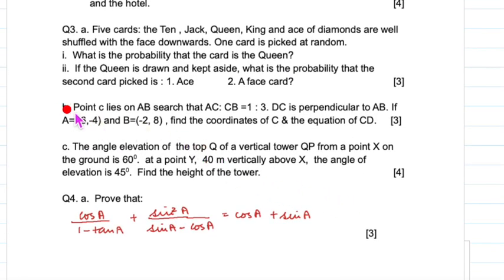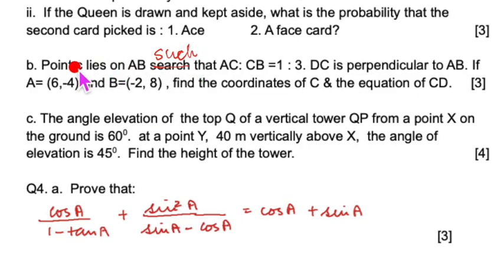Now we come to 3B. Point C lies on AB such that AC is to CB is 1:3. DC is perpendicular to AB. If A is this, B is this, find the coordinates of C and the equation of CB.